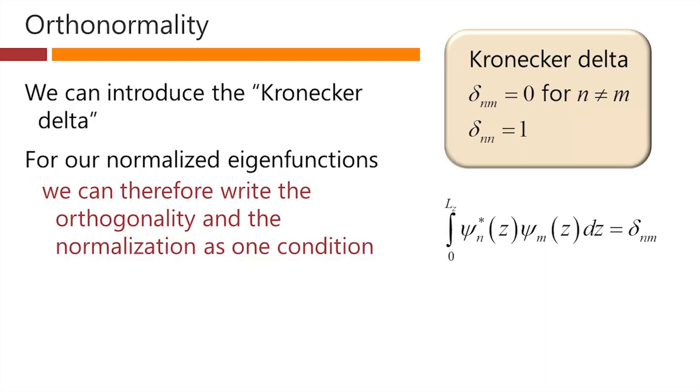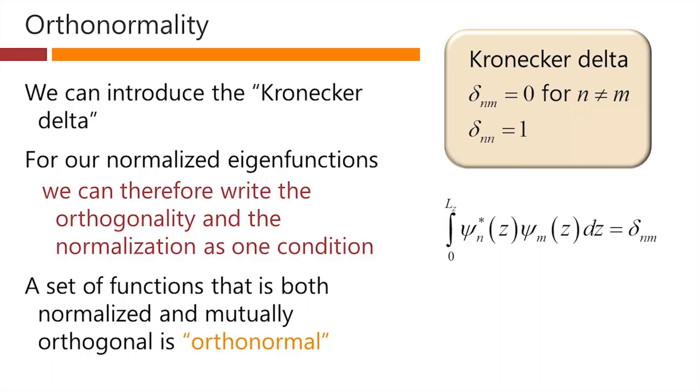For our normalized eigenfunctions, therefore, we can write the orthogonality and the normalization as one condition if we put the Kronecker delta on the right. For the normalization, where n would be equal to m, this would be the normalization integral, and if these are normalized functions, the answer on the right would be 1. If n is not equal to m, because these functions are orthogonal, the answer on the right will be 0. So we can write the orthogonality and the normalization condition in one expression.